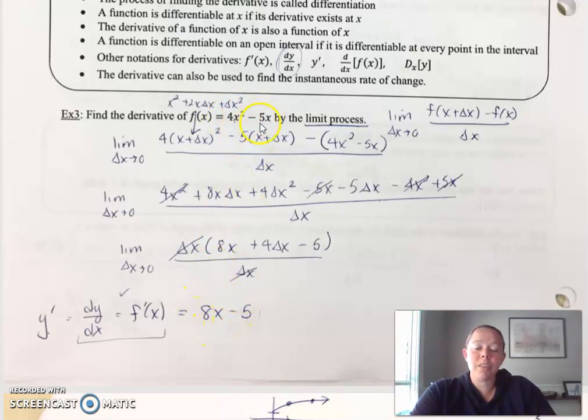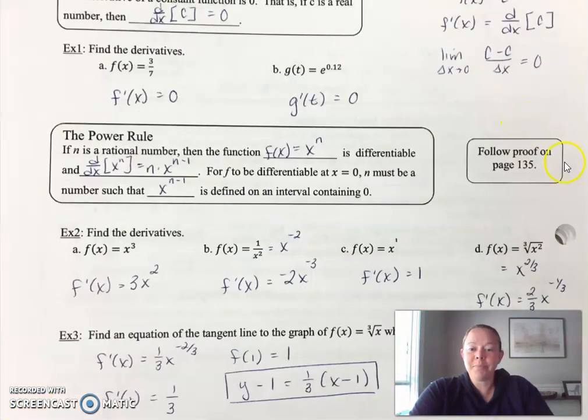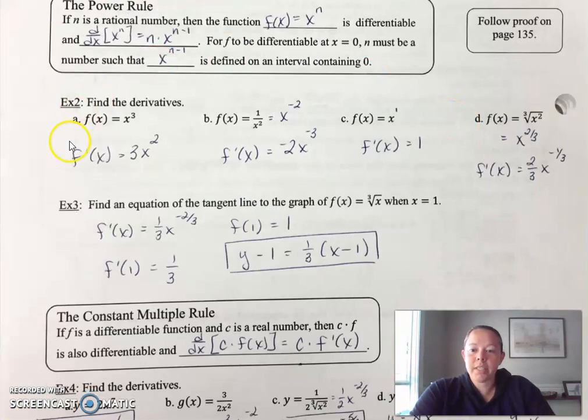And it works with this as well. This is raised to the first power. So if you pull the 1 down and multiply, and then when you subtract 1, 1 minus 1 is 0. So x to the 0 power is 1. So it's actually just -5. So that's much faster than going through this big process here. But it works. All right, so I did some of these problems.